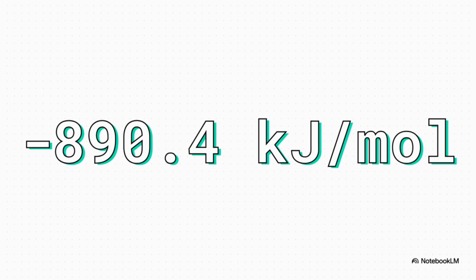Let's really break that number down, because every part tells a story. That minus sign? That's your big signal. It screams exothermic. Heat is leaving the system. The number, 890.4, tells you just how much energy. And per mole is just the standard way chemists count. It means for every mole of methane you burn, a huge 890.4 kilojoules of energy is released. That's why it feels hot.